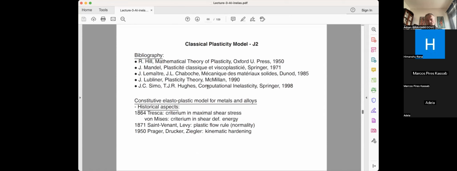Then Jean Mandel, before German, was a professor at the École Polytechnique, and he wrote the influential book Plasticité classique et viscoplasticité. And then my former colleague from École Normale Supérieure, who created the laboratory of mechanical technology, Jean Lemaitre, wrote a very influential book on damage. It's called Mécanique des matériaux solides.